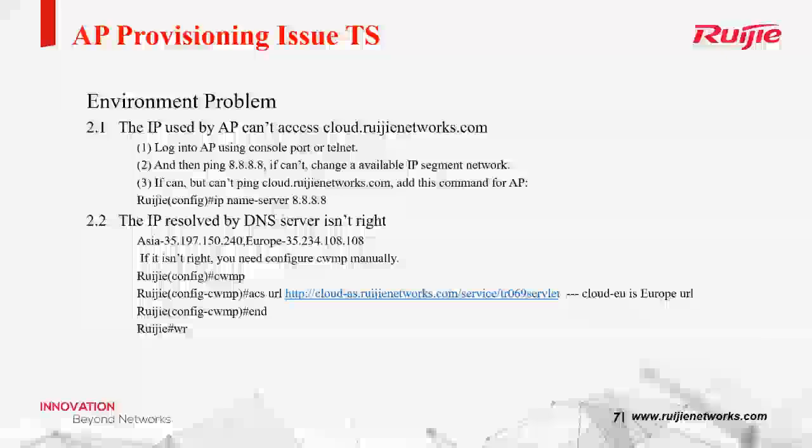Compare it with the IP resolved by the DNS server. If it isn't right, you need to configure it manually. Refer to the commands as below. Cloud AS is the Asia URL. Cloud EU is the Europe URL. Don't forget to write it at the end.